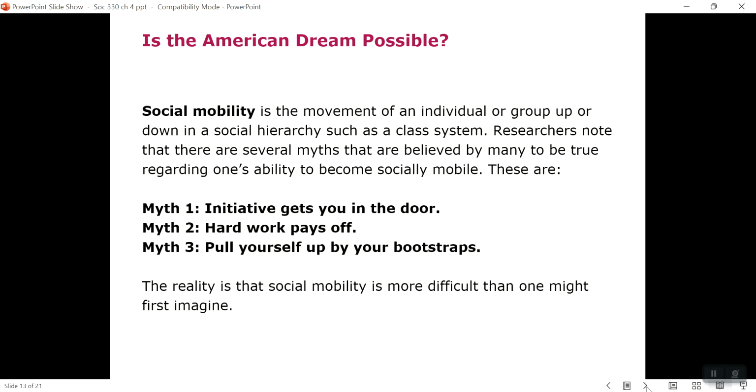There are several myths that we tend to believe. One, of course, is that if you just have initiative, right? If you just show the initiative, if you show how motivated and dedicated, committed you are, that'll get you the interview, it'll get you the job. And that's not necessarily always true. I'm sure that you have all heard the cliche, it's not what you know, but who you know.